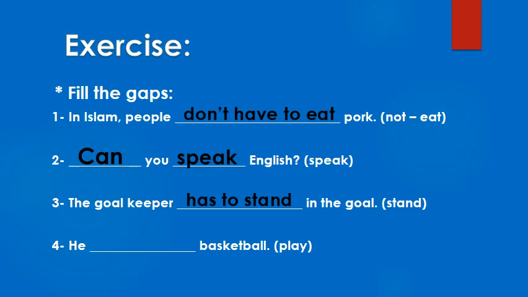Number 4. He blank basketball. Play. So here I am talking about the ability or possibility. القدرة أو الاستطاعة. So he, it is singular. And as we know, we don't care if it is singular or plural. إذا أنا لا أهتم للفاعل سواء كان مفرد أو جمع. All of them will take can. So he can play basketball.